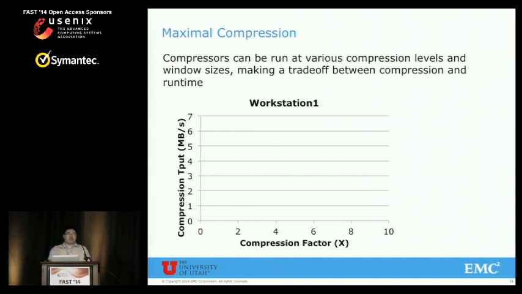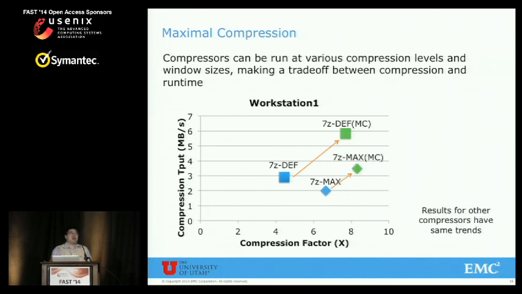The figure here shows the results for workstation one. If we run 7z with the default parameters, we get about 3 megabytes per second throughput and 4x compression factor. And if we run 7z with its maximum parameters, the compression factor is improved to 6x, but it runs slow. Then if we run 7z with migratory compression with default parameters, both compression factor and throughput are improved. And the same applies when we add migratory compression to 7z with the maximum parameters.